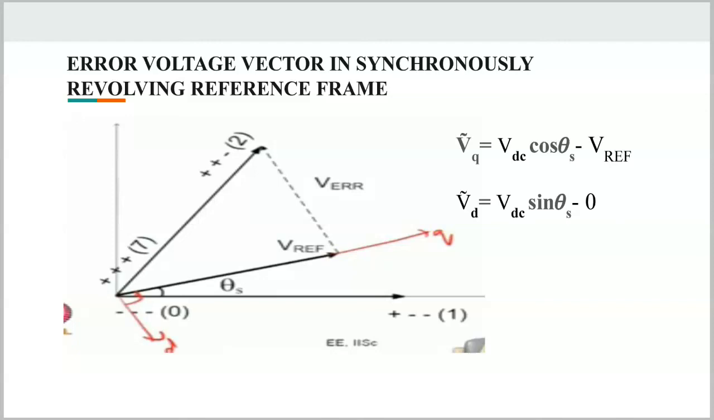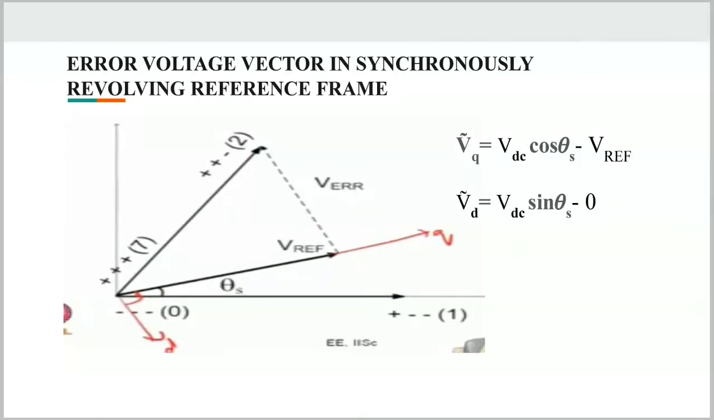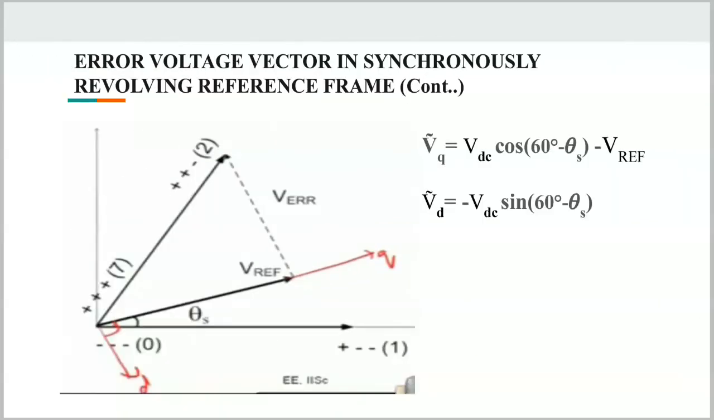Similarly, if we consider active vector 2 to be applied. Earlier error voltage is expressed in the form of alpha axis and the beta axis. Now we can express in terms of d-axis and q-axis. Now what is error voltage along the axis? This will be continued. Vq is equal to VDC, that is applied voltage, cos of 60 degree minus theta s, minus V reference, and Vd is equal to minus VDC sine of 60 degree minus theta s.